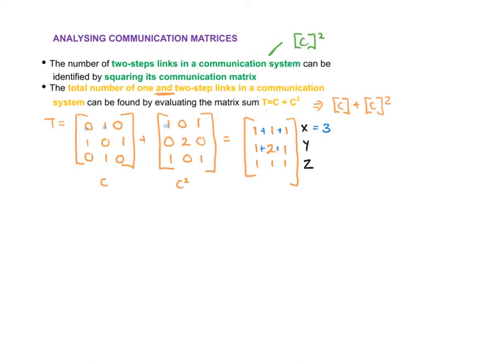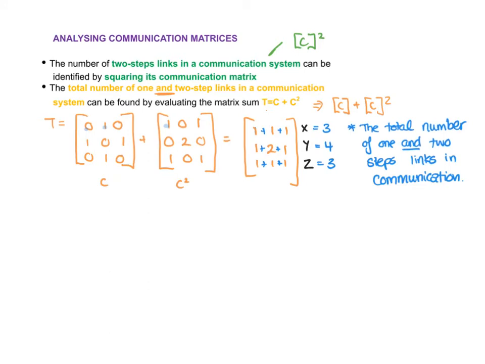So if you add them up, Y, for example, has 4 1 and 2-step communication links, and Z has 3. So one might say, who's the best communicator? We're going to say Y because it has the most 1 and 2 steps. Okay, you just need to be careful in the question.